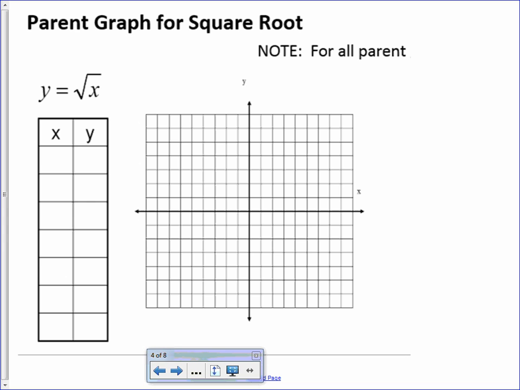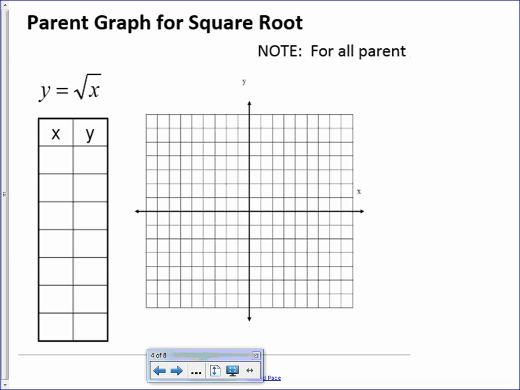Square root on a homework assignment, I'm going to be checking that you have the correct transformations: right, left, up, down, stretch, shrink, reflect, whatever those are. That you have the right shape, if it's a square root or a cube root graph, and that you can do domain and range. But I'm not checking a table of values, so your graphs could be sketches.